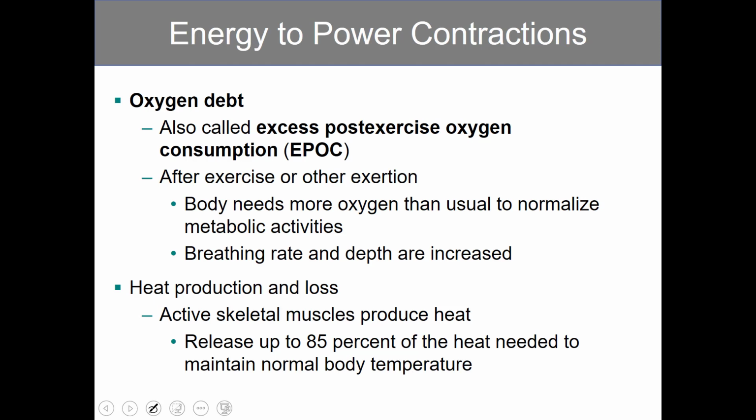In terms of heat production, skeletal muscles produce a tremendous amount of heat. In fact, they release up to 85% of the heat that is needed to maintain normal body temperature. This is why shivering is one mechanism associated with thermal regulation. We can quickly increase our core body temperature just through muscle activity, because so much of that energy is lost as heat.